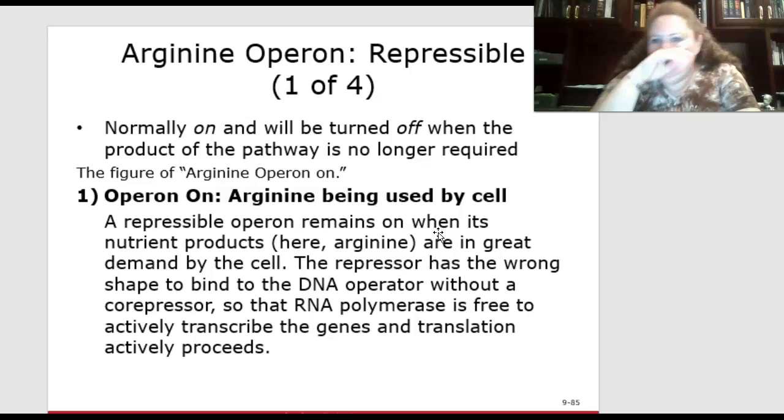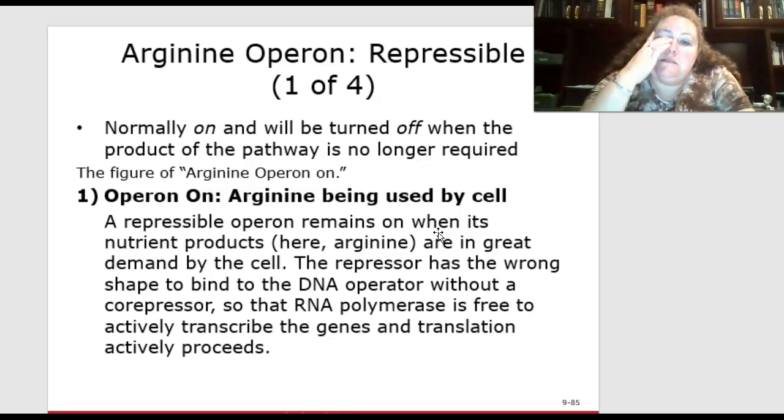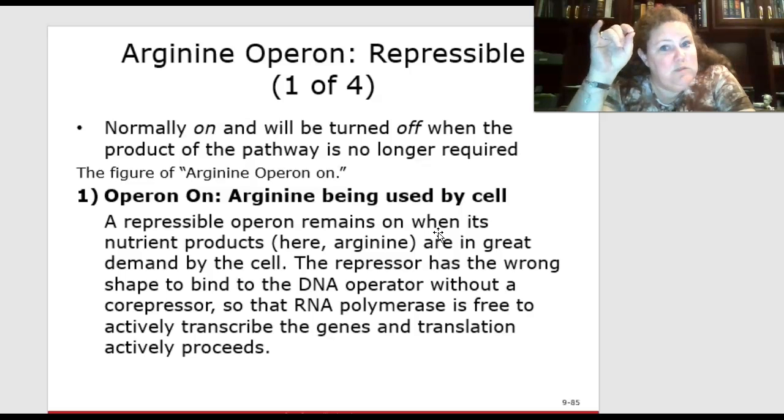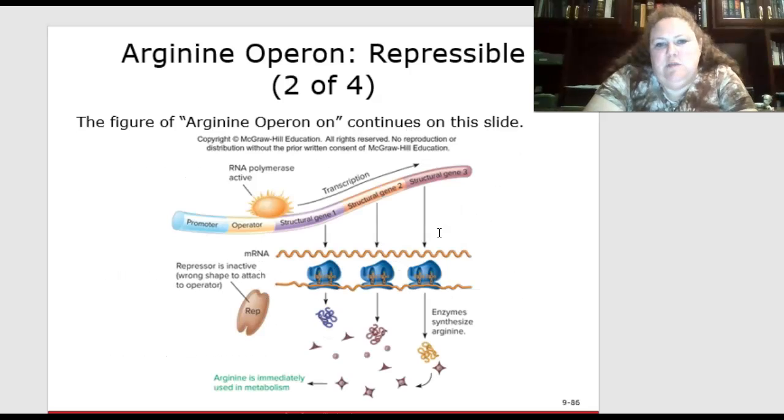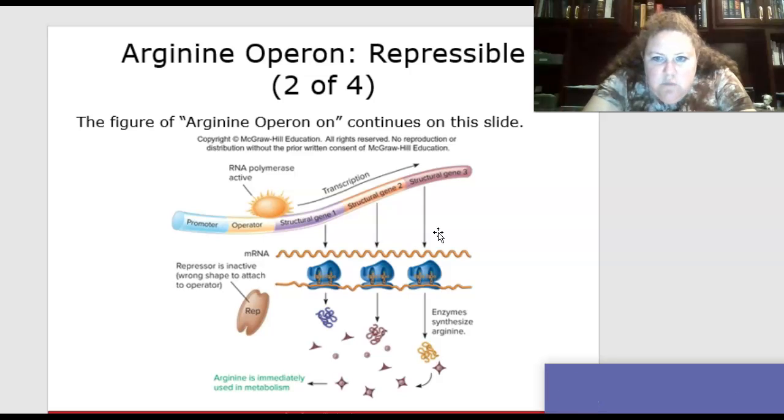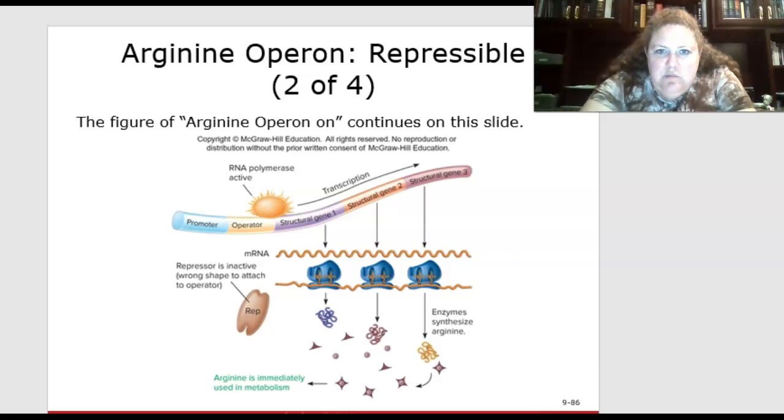Okay, so the Arginine is being used by the cell. So a repressible operon is going to remain on when its nutrient products, for instance here, arginine, are in great demand by the cell. And so the repressor has the wrong shape to bind the DNA operator without a co-repressor, so that the RNA polymerase is free to actively transcribe the genes and translation actively proceeds. Okay, and so this is figure 9.21, part 1. So this is when the operon is going to be on, and it continues on this slide.